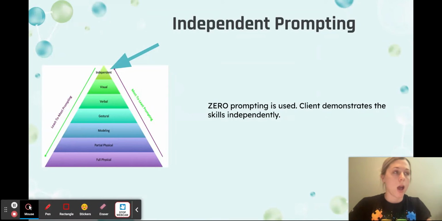For example, a client sees that their shoe is untied. They tie it on their own. They don't need any prompts to realize that they need to tie their shoe. And they don't need any prompts on how to tie their shoe. And I go over both of those examples in the following slides.